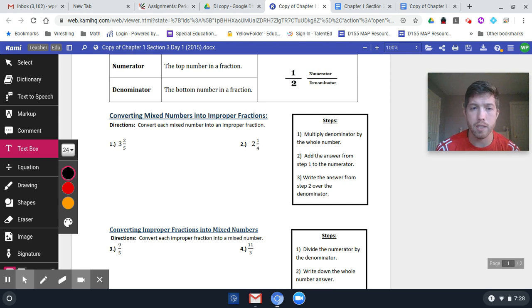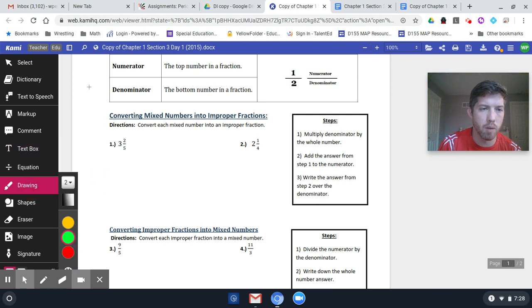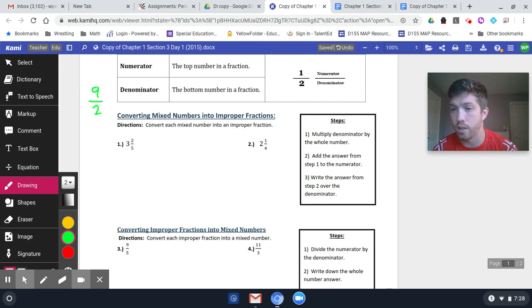So we're going to convert these mixed numbers into improper fractions. What makes a fraction improper is when the top number is larger than the bottom number. So for example, if I just wrote the number right here, 9/2, this is an improper fraction because the top number is larger than the bottom. All right, that's not something we usually like, so we like to write it as a mixed number, which these are. Okay, we'll learn to go one way to the other and back and forth. So let's try this first one. This first one says convert each number into an improper fraction.